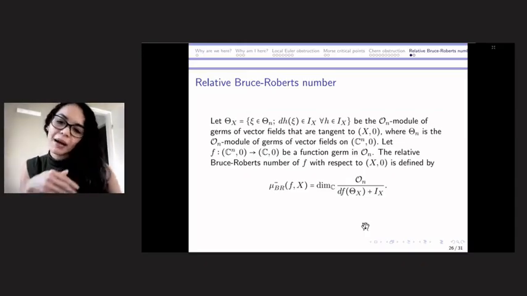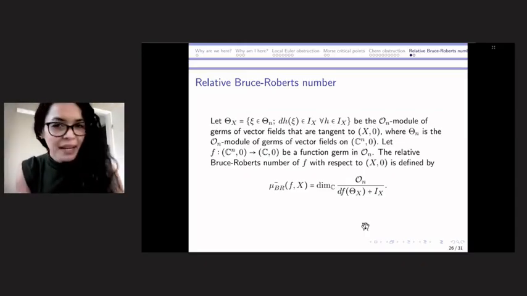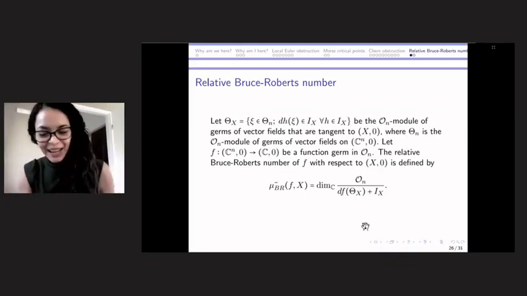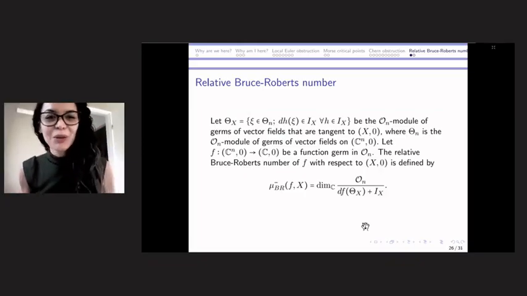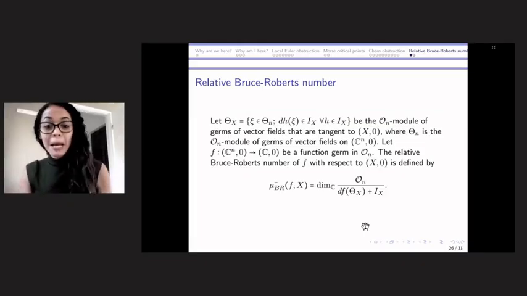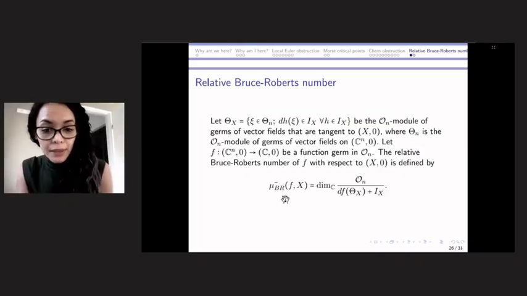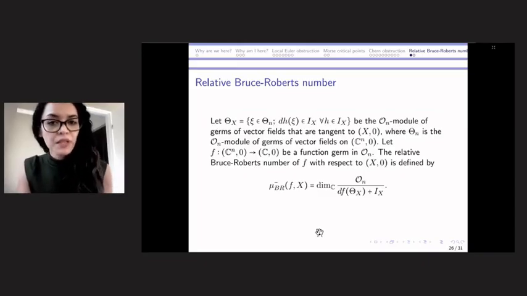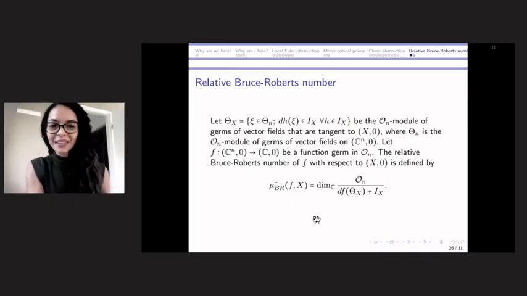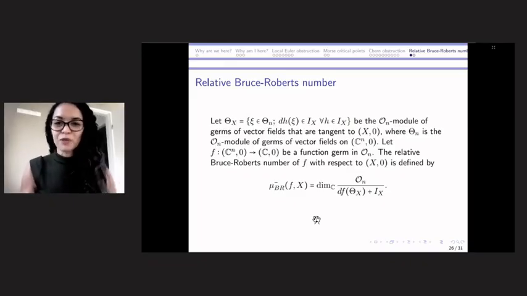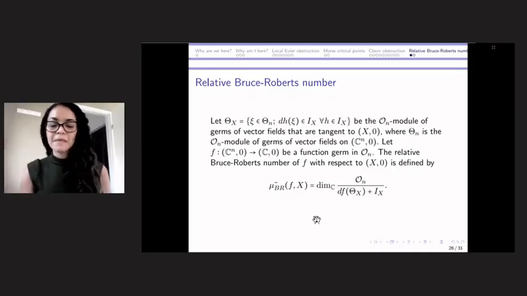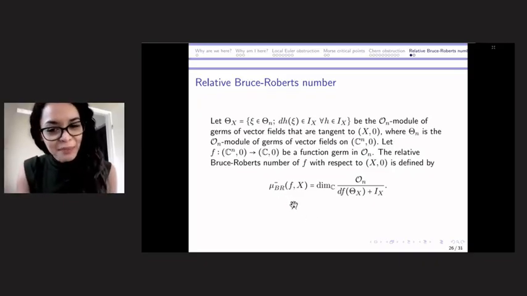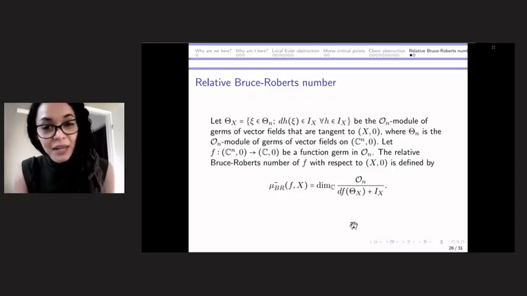I will be quick here, not to introduce more things, because I took a long time in my first two sessions. But the thing is that the relative Bruce-Roberts number is an invariant associated to functions, possibly with non-isolated singularities, defined on a variety, which is what we are doing, looking at the Chern obstruction of one differential form and the Euler obstruction of a function. The relative Bruce-Roberts number has an algebraic definition.